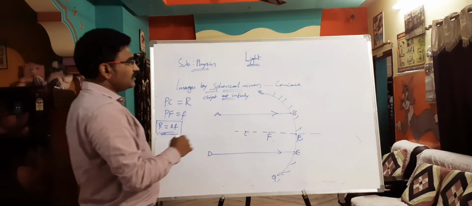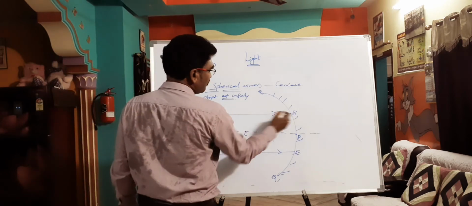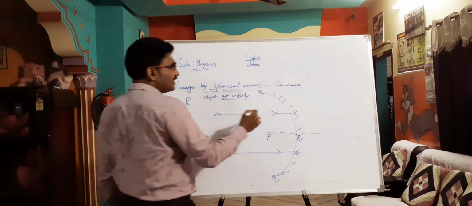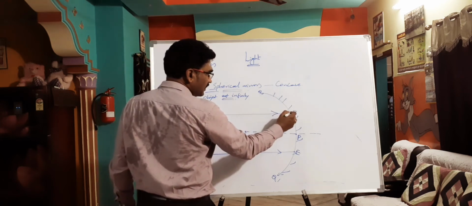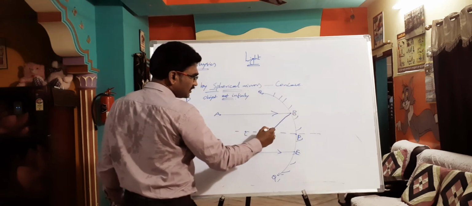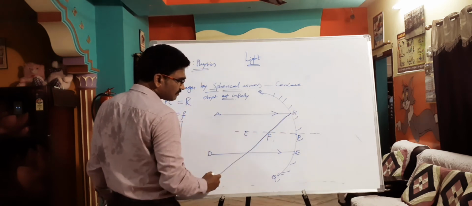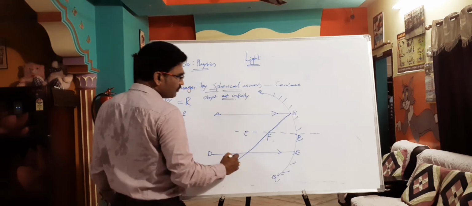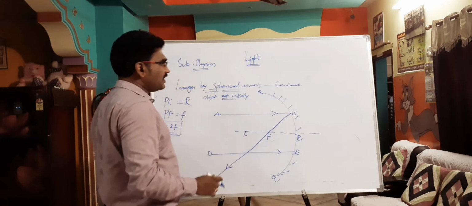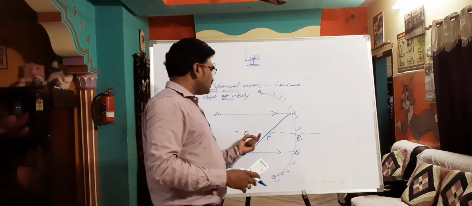After that, this incident ray is struck. AB is one incident ray and B is the point of incidence. Now I can say that this light ray is reflecting such that it is passing through the principal focus. Okay, so this is what you should understand.